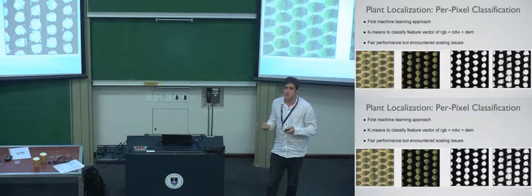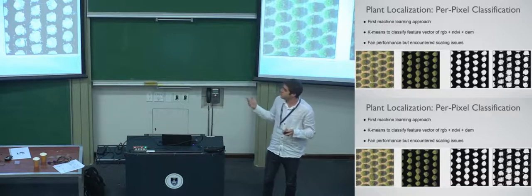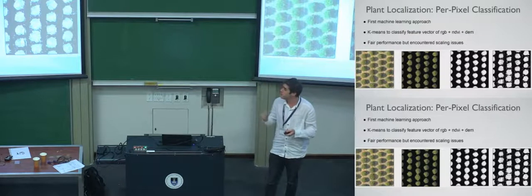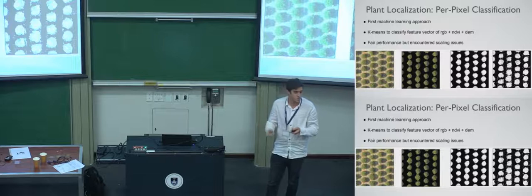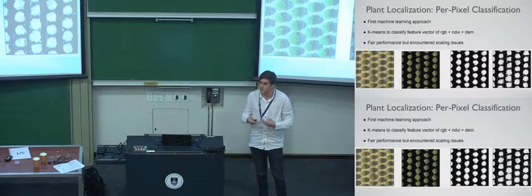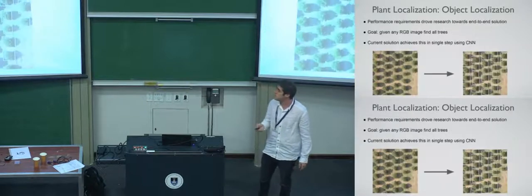We then moved on to our first machine learning approach, which was per-pixel classification. In this case, an unsupervised method using k-means to classify pixels as tree or not tree, and then trying to find each individual tree based on this binarized image. Again, we had issues with scale and different types of crops.